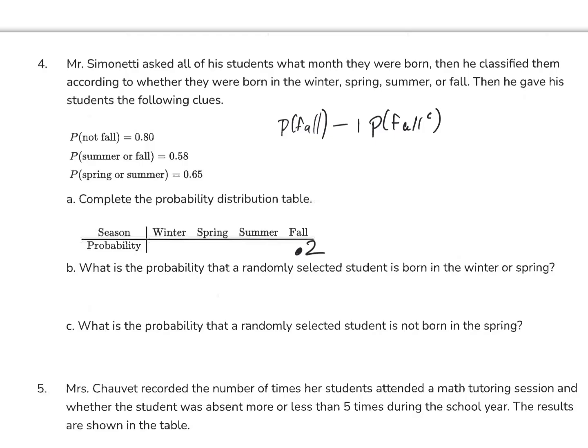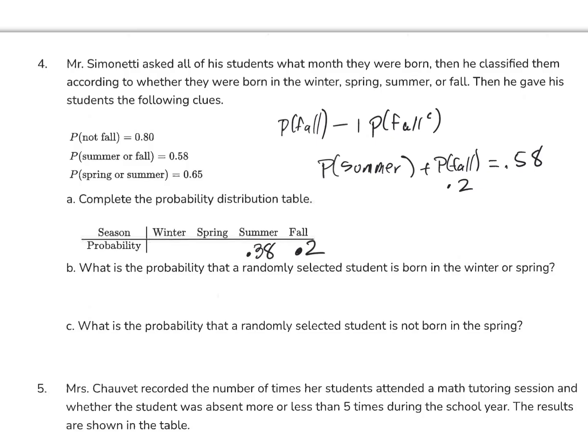Then it says the probability of summer or fall is 0.58. So that means the probability of summer, because you can't be summer and fall at the same time. Those are mutually exclusive events. So probability of summer plus the probability of fall equals 0.58. Well, that makes summer 0.38 because I take 0.58 minus the 0.2, which is fall, and that makes this 0.38.